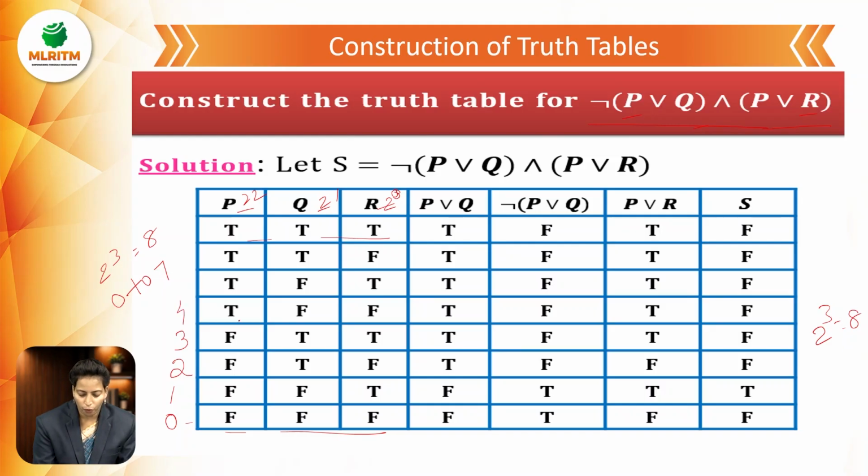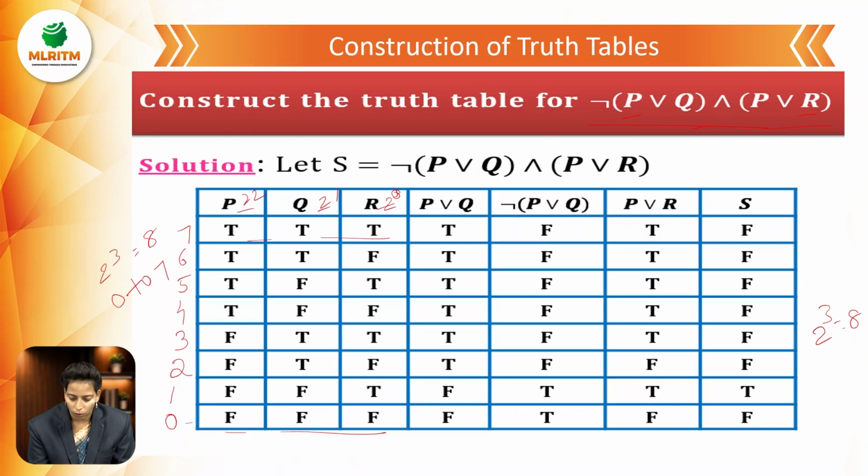Next, true, false, false. Value is 4. Next, true, false, true. Value is 5. Next, true, true, false. Value is 6. Next, all true. Value is 7. So the problem contains 3 variables, so we get 8 possibilities. That means 0 to 7.